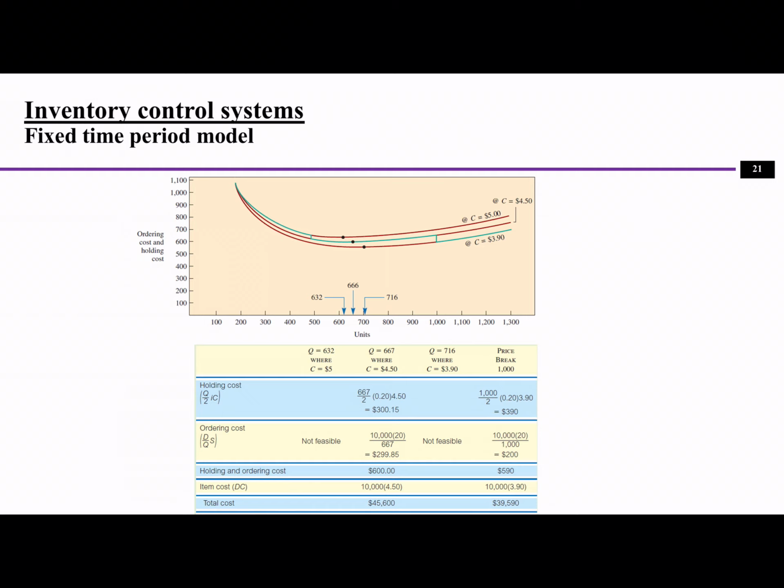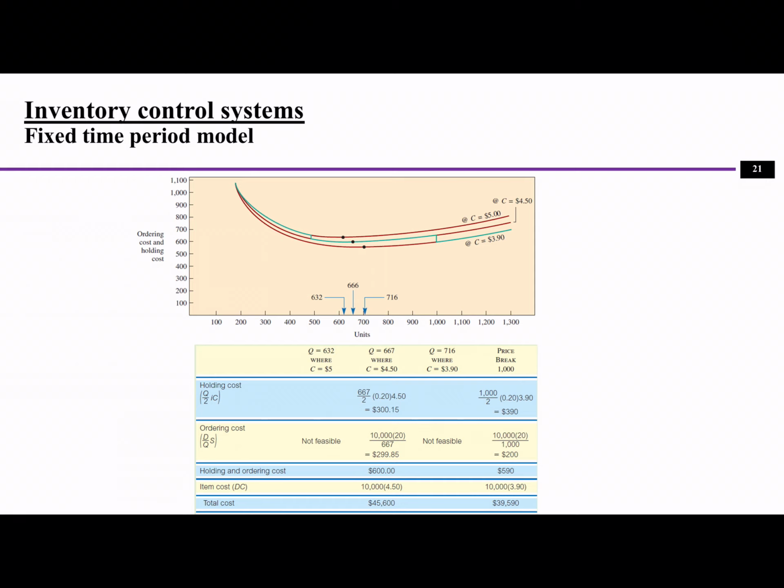But it does not work all the time. It's not always the full line. For this model, it only works within a certain period, which means if the quantity is lower than 500, the model is the top green part, which only goes to 499. From 500 to 999 is the green part where we use the second, the middle line, which is our second price break.